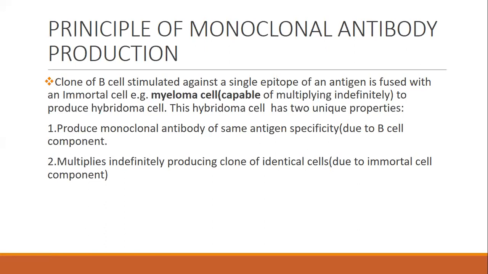Now, I will be explaining this principle in depth in the next slides. So this is the whole principle. We will take a clone of B cells and stimulate with a specific antigen. After it gets stimulated, we will fuse it with an immortal cell. After fusion, a hybridoma is produced. Now that hybridoma is responsible to produce a monoclonal antibody of that same antigen specificity, and plus it will multiply indefinitely, producing a clone of identical cells. Hence, we will get more monoclonal antibodies.